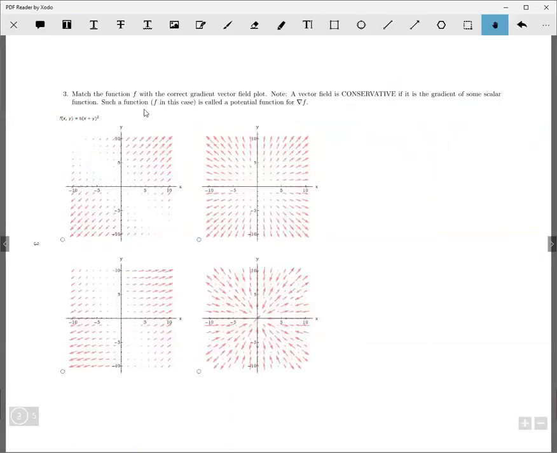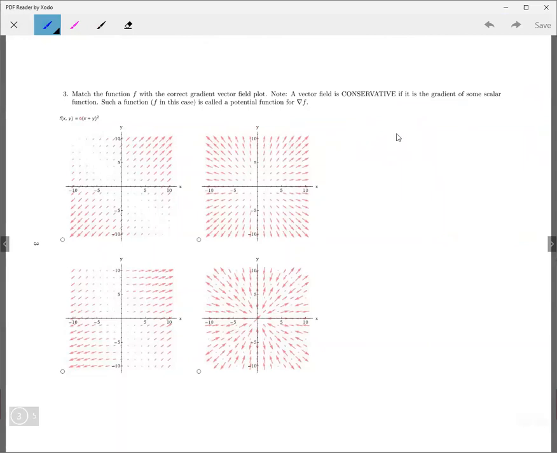Okay, let's go to the next one, number 3. Match the function with the graph. So again, it's the same thing, except this one it's what we call the gradient vector field plot. So notice this is just a function in x and y. It's not a vector valued function. But what they're telling us here is to take the gradient, and then which one of these represents the gradient.